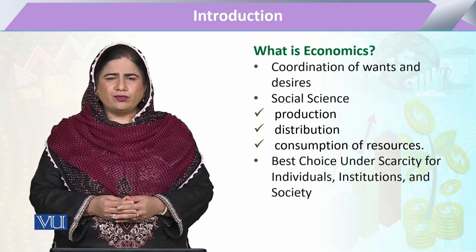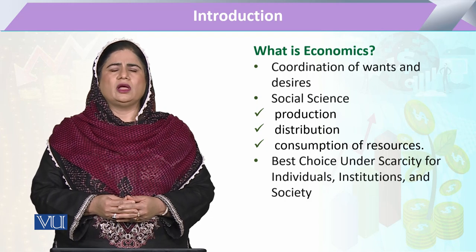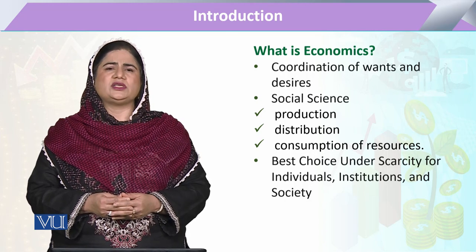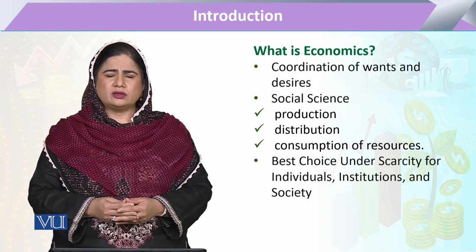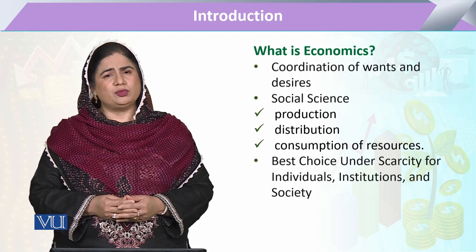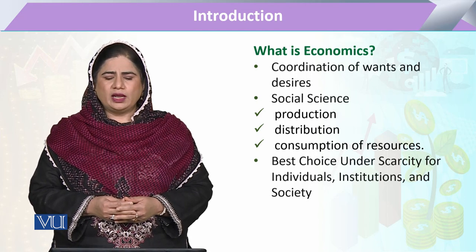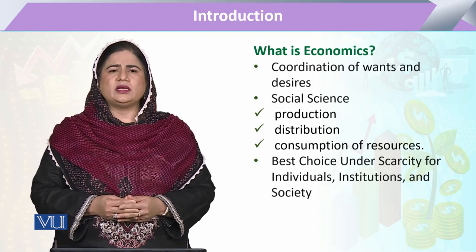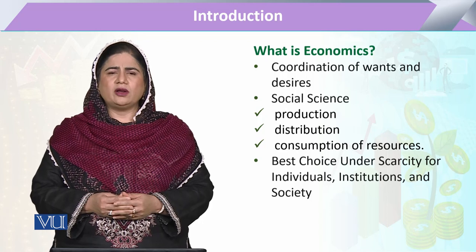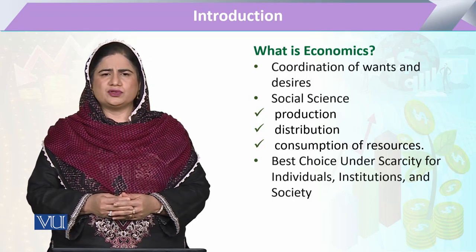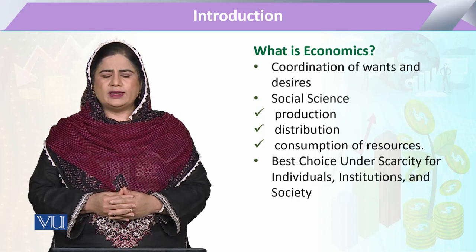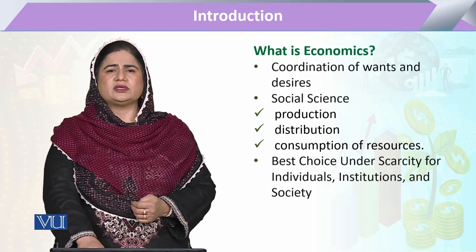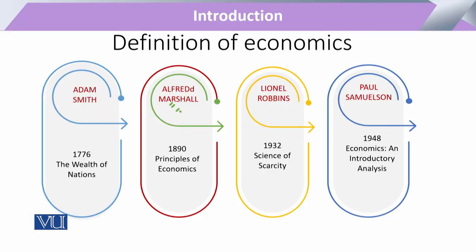So for the attainment of this, they have to deal with mainly three aspects of their life and three decisions: the production of the goods, the distribution of the goods and the resources, and the consumption of the resources. Over time, all three decisions depend upon the utilization of resources, and these resources are mostly scarce, for which society, individuals and institutions have to decide and prioritize.